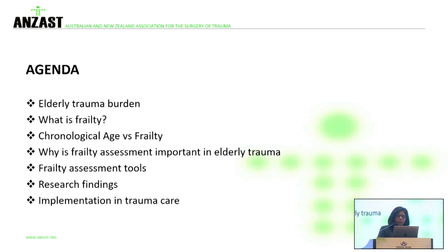I'm going to talk about a few topics: elderly trauma burden in Sri Lanka and in Australia, as well as what is frailty, what is chronological age versus frailty, why is frailty assessment important in elderly trauma, what are the tools used to assess frailty scores and research findings, and how to implement frailty assessment in trauma care.